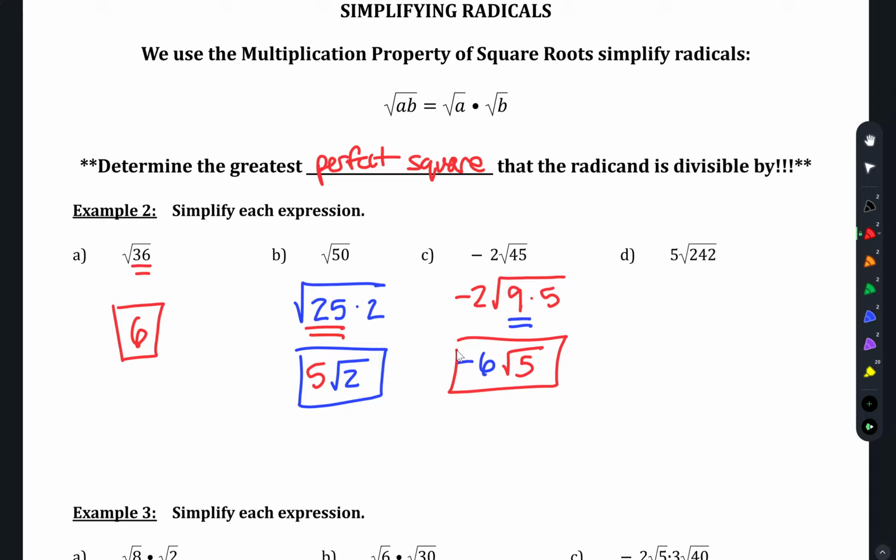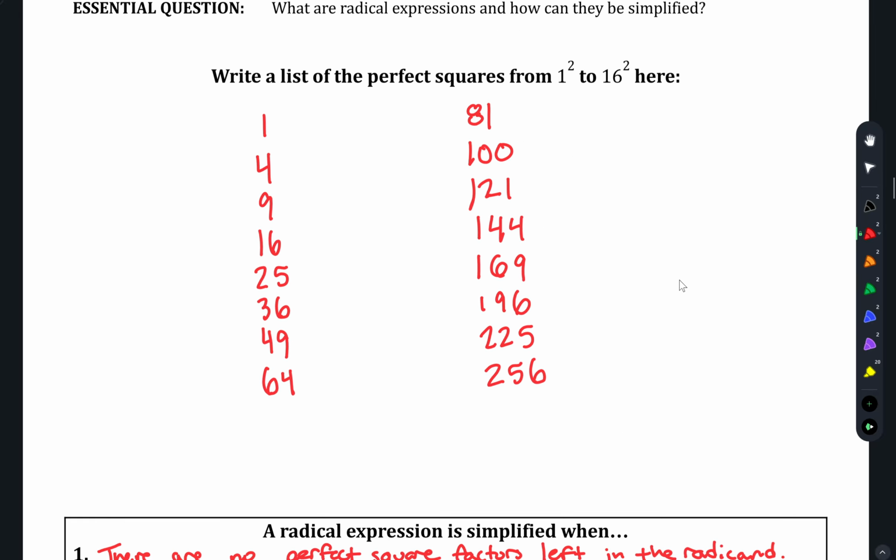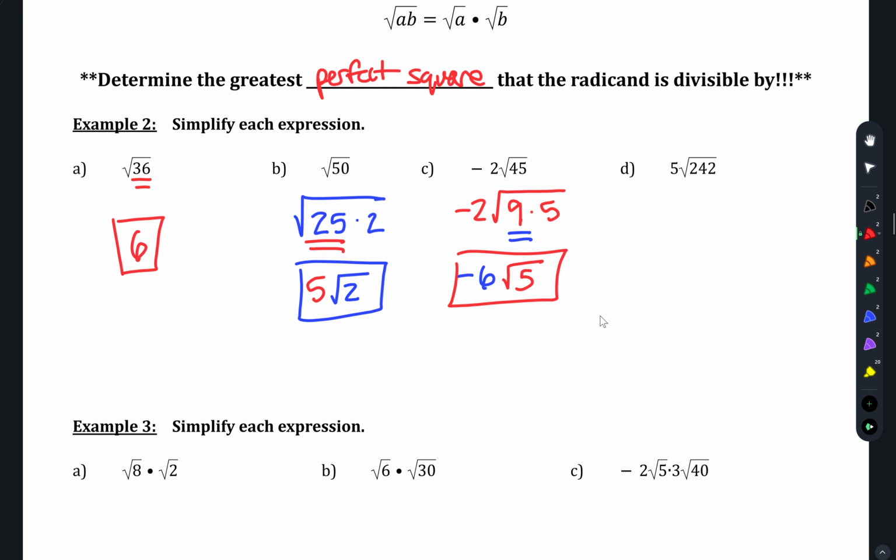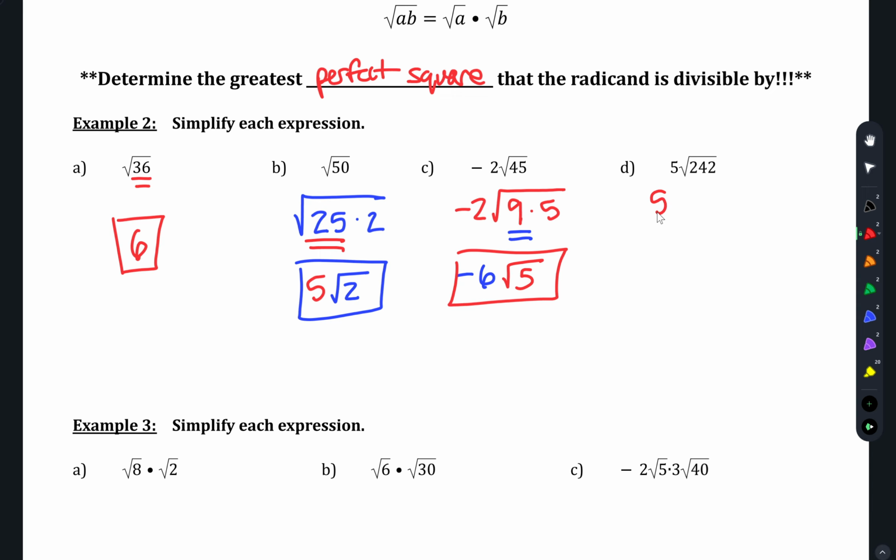And then the last one here, letter D, I'm looking for the largest perfect square that goes into 242. I remember I have my list when it comes to these big numbers, and I should be starting at about 225. That's the next largest number after 242. So I'm going to go up my list, 196, 169, 144, until I get to 121, which does end up dividing into 242 evenly. That's 121 times 2. 121 is the perfect square, so we're going to go ahead and square root 121 to get to 11. 5 times 11, 55, radical 2.